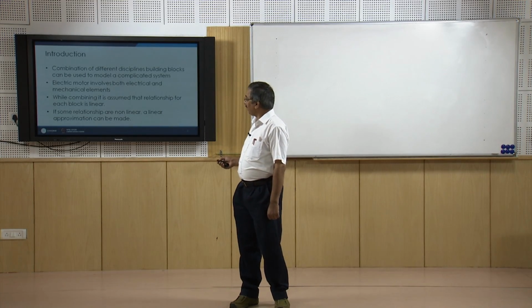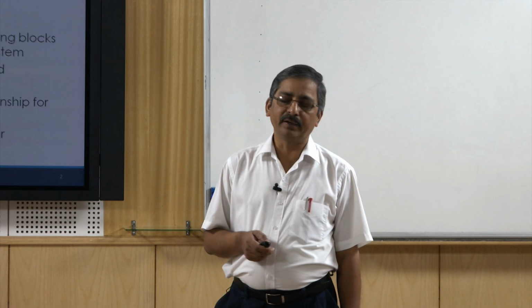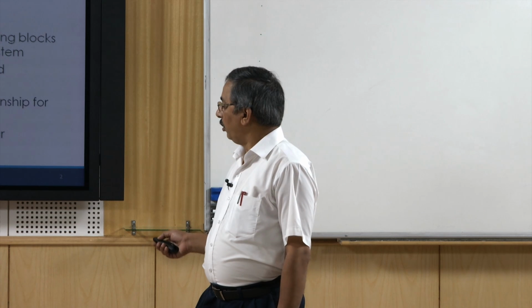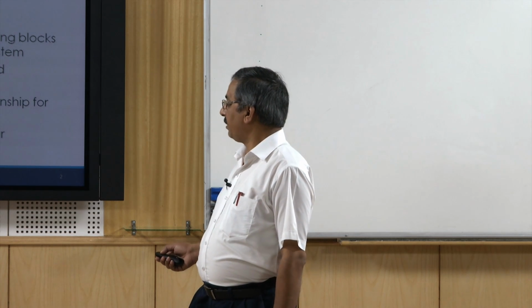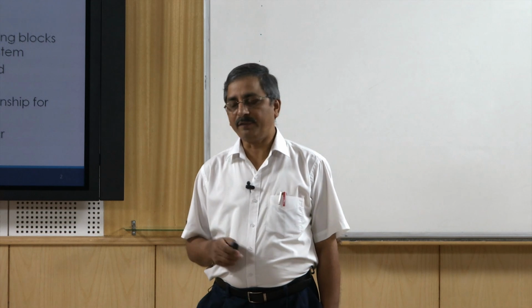Now, when we combine these two different systems, mechanical and electrical, it is assumed that the relationship for each block is linear, and only with this assumption will we be able to combine these different blocks. If some relationships are non-linear, a linear approximation can be made for such cases.